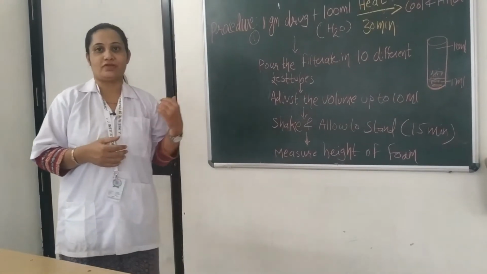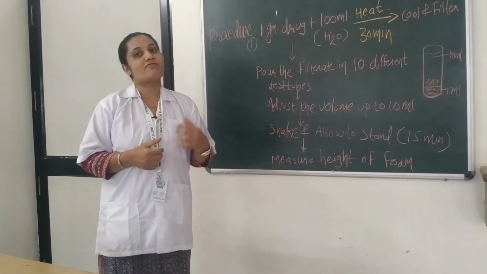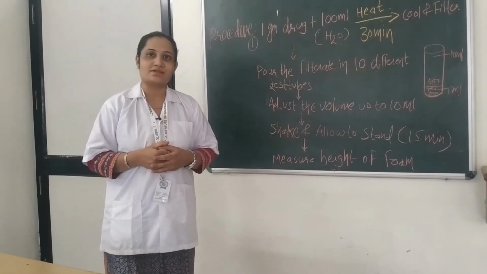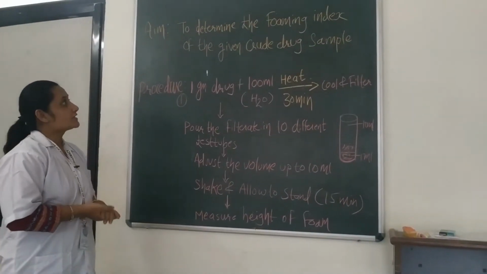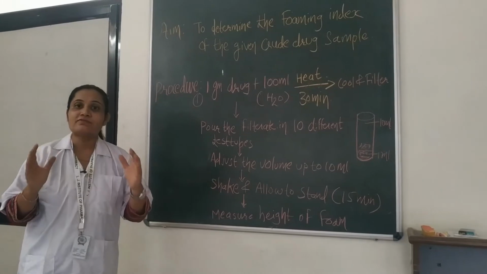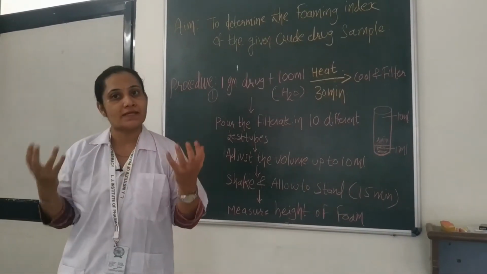Today we are here with the new series of practical tutorials of the subject Pharmacognosy and Phytochemistry 1, semester 3rd. So, today's objective is to determine the foaming index of the given drug sample. First, you should know what the foaming index is.